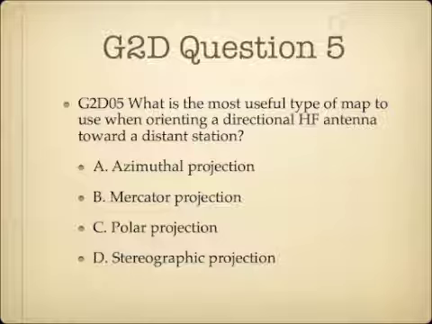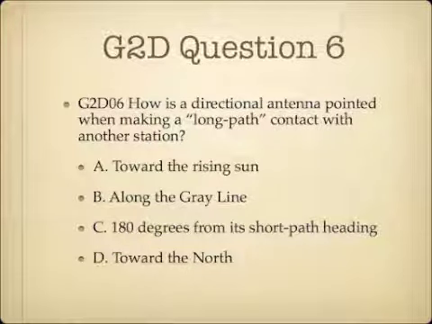Question 5. What is the most useful type of map to use when orienting a directional HF antenna towards a distant station? A. Azimuthal projection. B. Mercator projection. C. Polar projection. Or D. Stereographic projection.